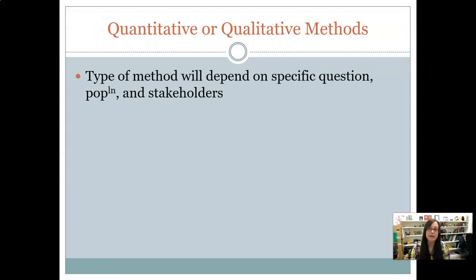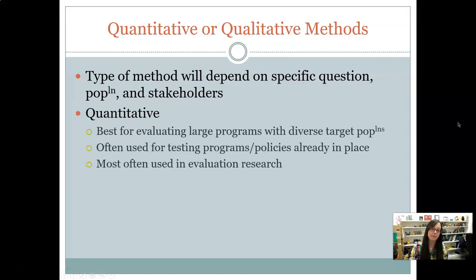The type of method is going to depend on the specific question. It's going to depend on the population that you're interested in. It's going to depend on the stakeholders. So typically quantitative methods are used for evaluating really large programs, diverse target populations. You need the numbers to really be able to talk about populations like that. Often it's used for testing programs or policies that are already in place, which is why you have such large numbers for your population. Because if you're just starting out something new, you're probably going to start it with a smaller group. So typically, a program that's already in place is where you're going to see large programs that have lots of people already engaged.